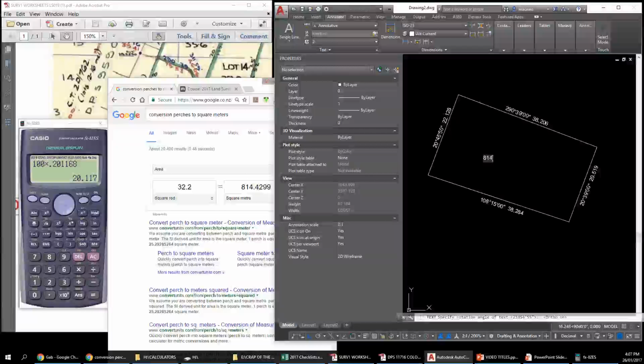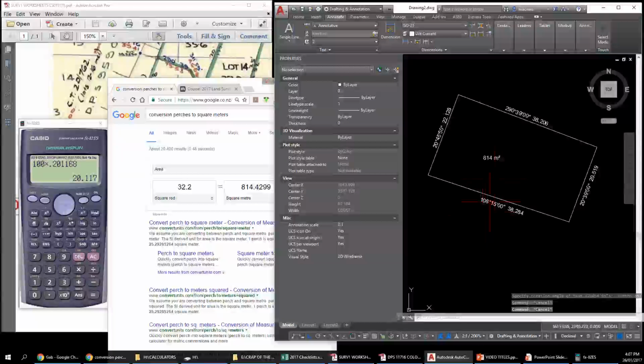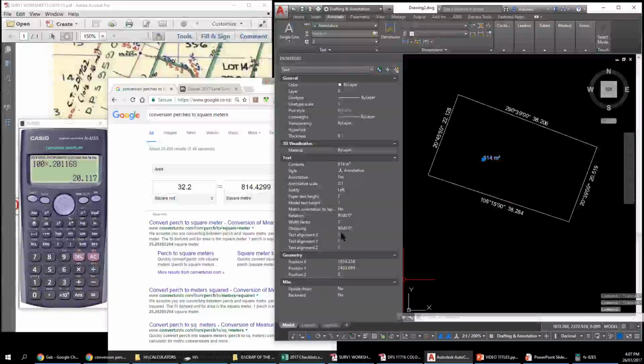814. Usually to the nearest square meter, and to the lowest one. So like at 814.7 you'd make it 815, but at 814.6 keep it at 814. 814 meters, and then Alt 253 gives you the little squared symbol, and that's going in there like that. And we'll just make that a bit higher, a bit bigger. 814, so there it is there.